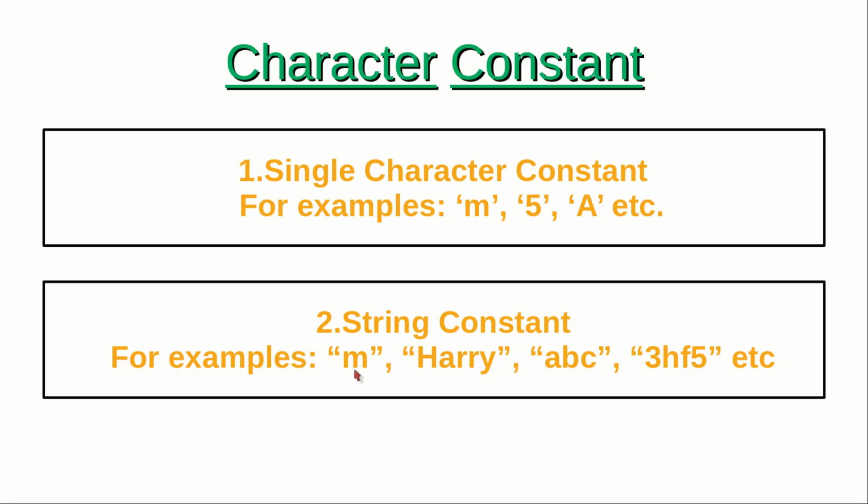And here this single character string constant doesn't have any ASCII value associated with it because it is different from single character constant. Look, this is a single character string constant and this is a single character constant. So string constant doesn't have any ASCII value associated with it, so we cannot perform any arithmetic operation on them.